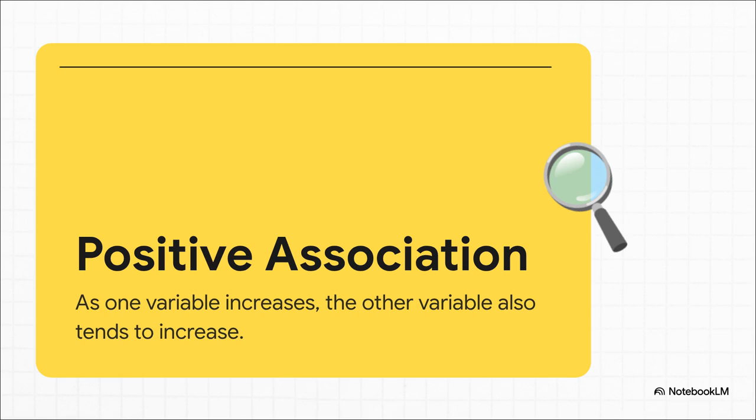In data terms, we call this a positive association. All that means is that when one thing increases, the other thing tends to increase too. So, in our safari, as an animal's body weight gets bigger, its brain weight also tends to get bigger. They're all kind of moving up and to the right together on our map.